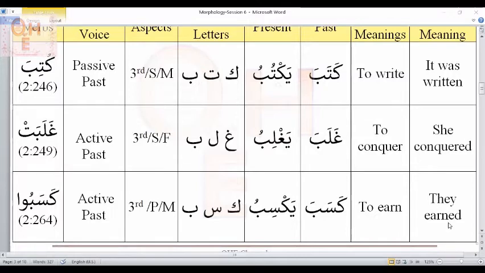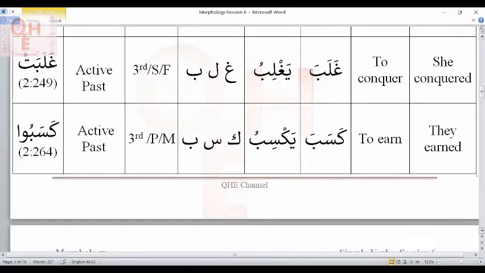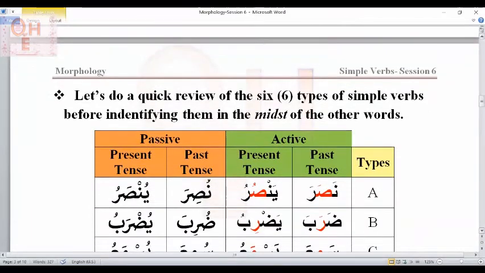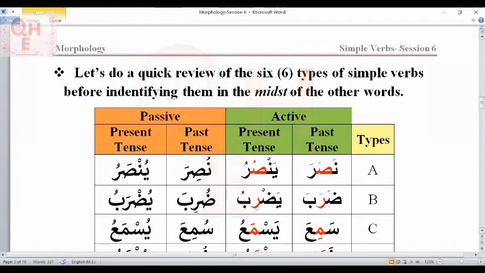Hopefully you worked on these words and you understand the identifications. If you have any question, please put it in the comment section, inshallah. Let's now move into our work for today. What we are going to learn today is identifying the simple verbs in the midst of other words in the verse. Before we do that, let's take a quick look.